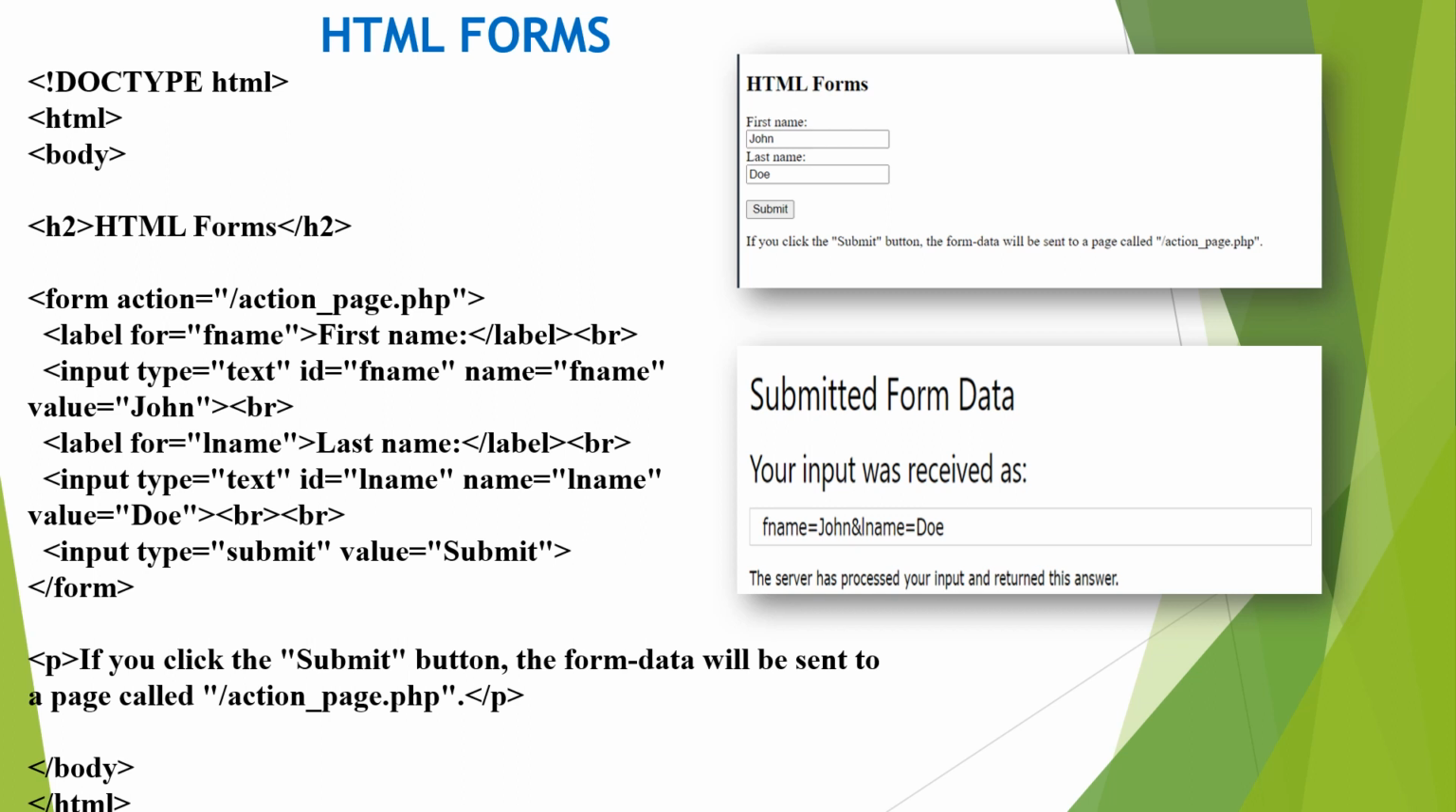need to give the input. Here the input is of type text, and the ID for the input type is fname. The first name value is John, and in the same way the input for the last name is Doe. After clicking the submit button, the input is received like this: fname equals John and lname equals Doe.